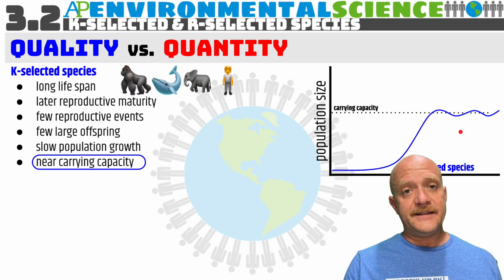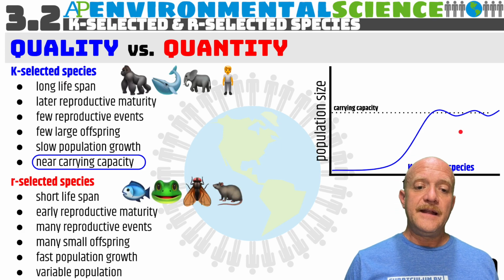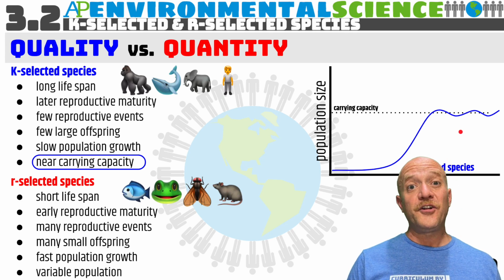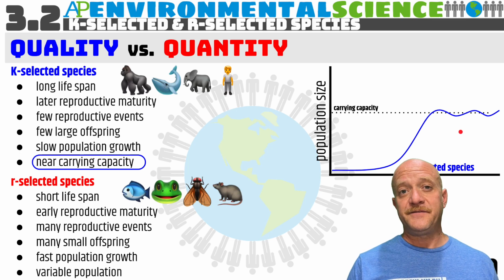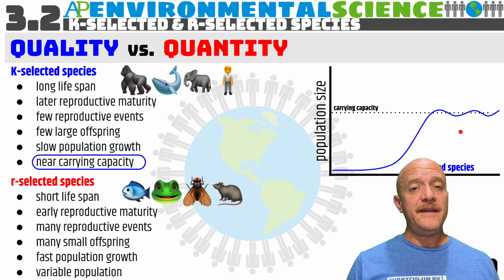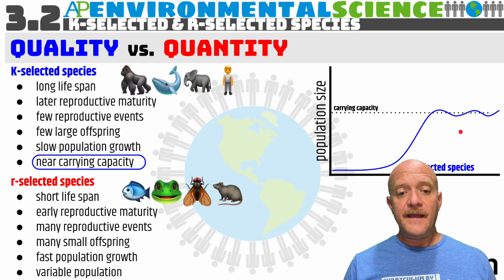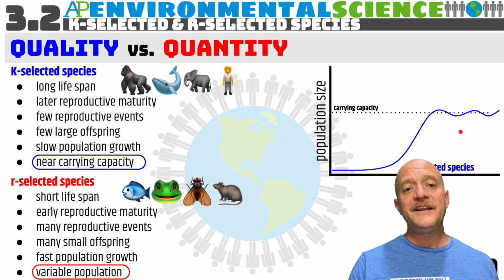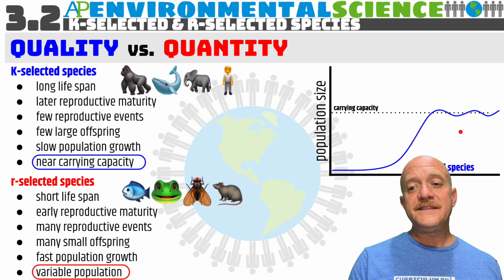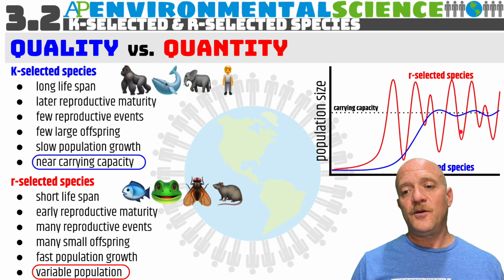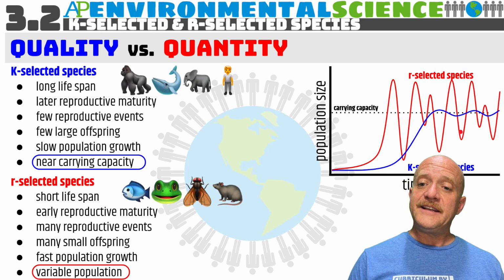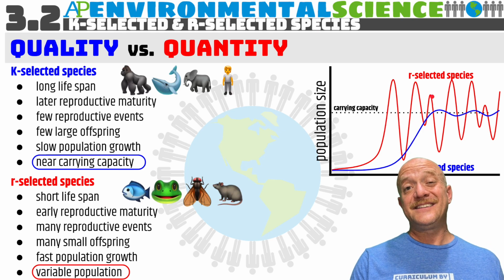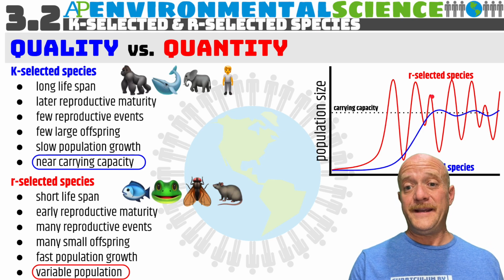Now, R-selected species tend to have a very short lifespan. They reach reproductive maturity earlier in life. They have many reproductive events, a large number of small offspring, and very rapid population growth, and their population can be variable, which means it can easily fluctuate. So when you see a graph of a K-selected species, it's going to look like this blue line, and an R-selected species will be pretty much all over the place.